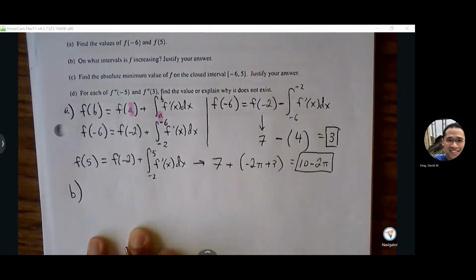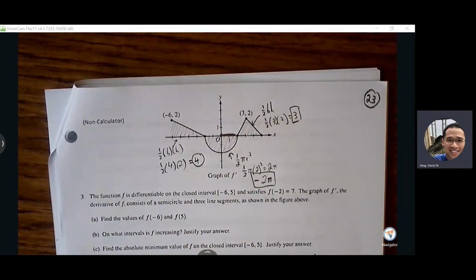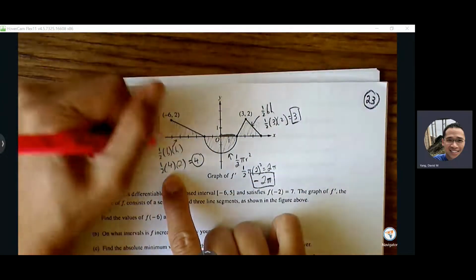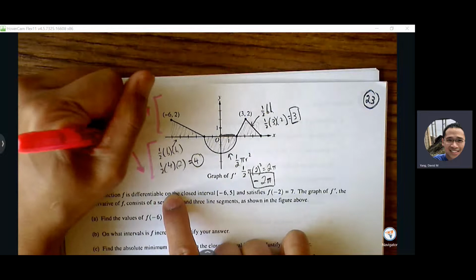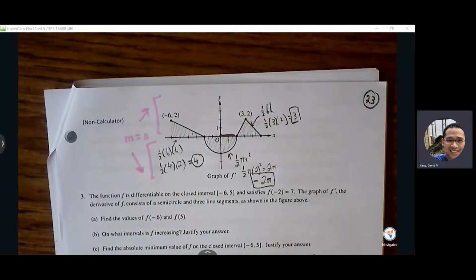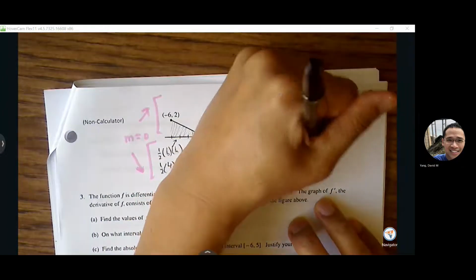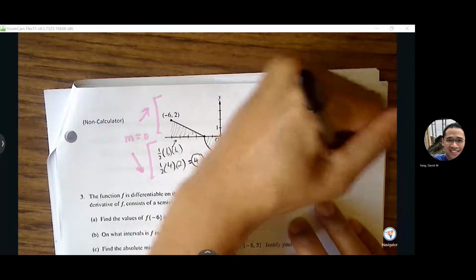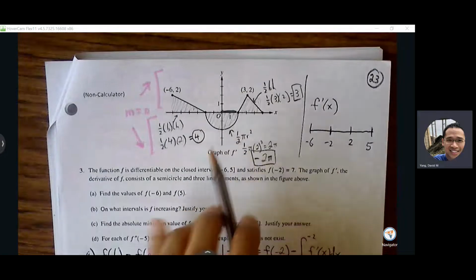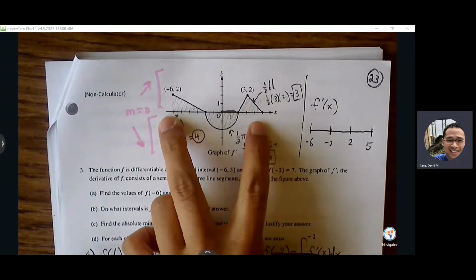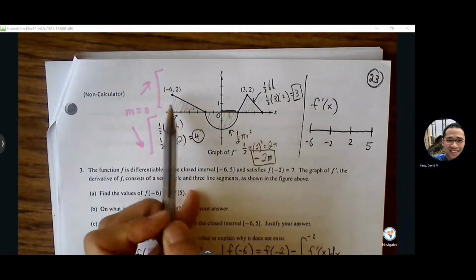Okay, part B. What interval is f increasing? Remember, we're looking at the derivative graph, so we want to label our graph accordingly. Anything above is positive slope, anything below is negative slope, anything on the x-axis is slope 0. We make our slope sign line. Negative 6 to 5 will be included. Those are our endpoints. Our critical points are negative 2 and 2, because these are the x-intercepts. And we just fill in, right?